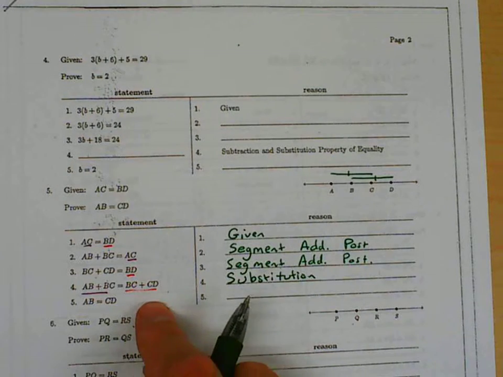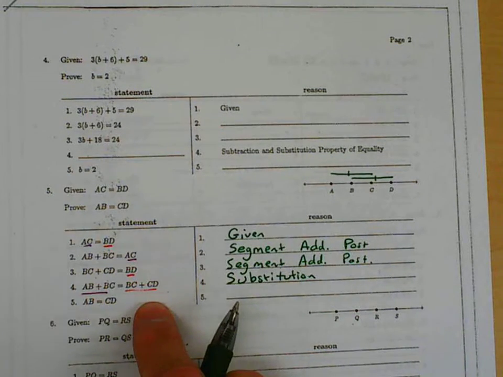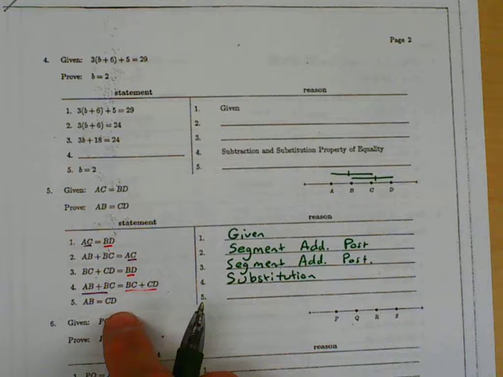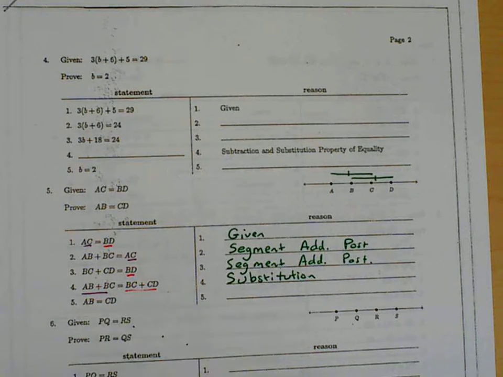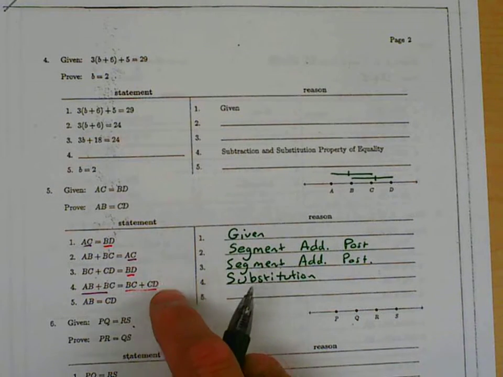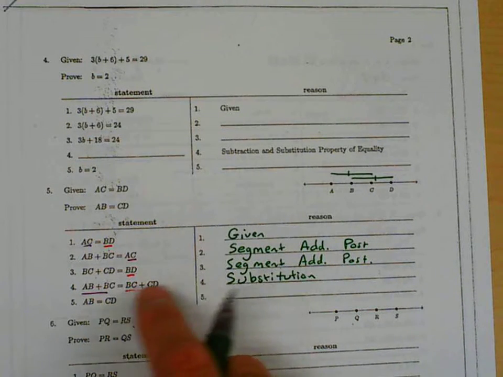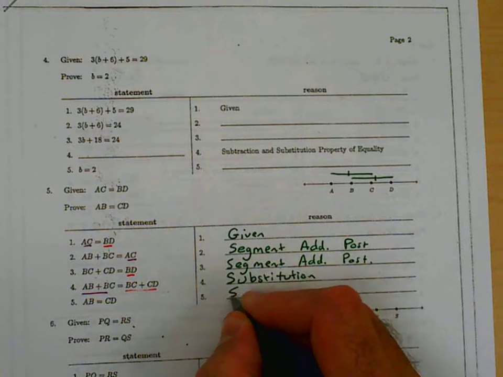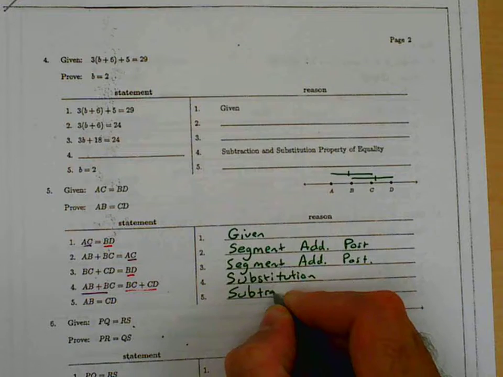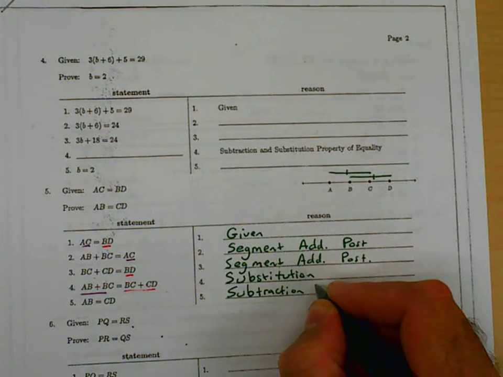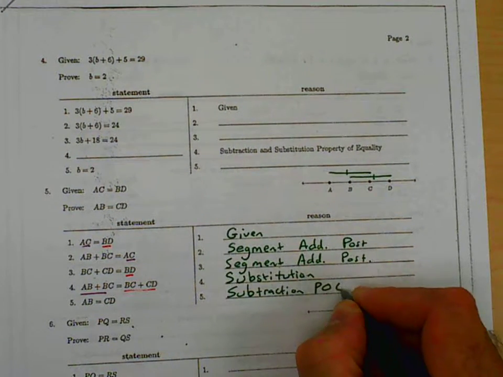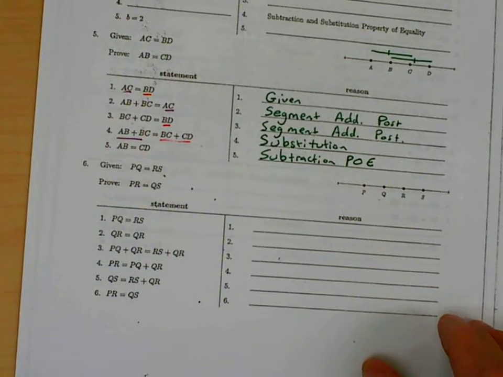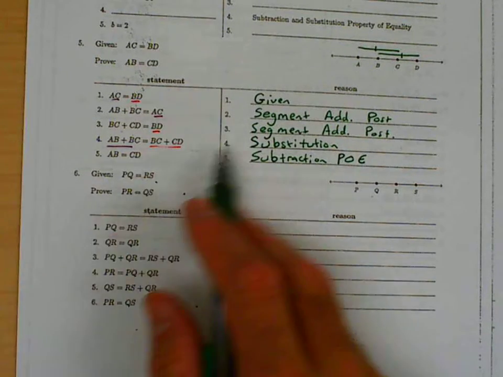And then we go AB equals CD. We're subtracting away BC from both sides. How did this step change from this step? Well, both sides had a BC to start with. Now they both don't. So we use subtraction property of equality to subtract them away from one another. So subtraction property of equality. That's how that proof shapes up.